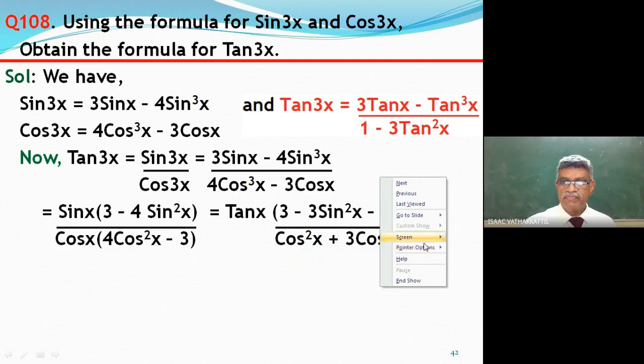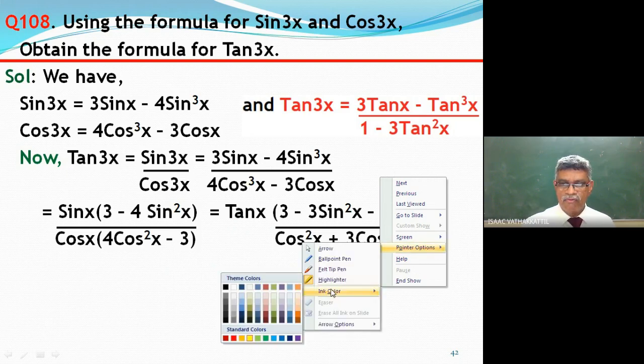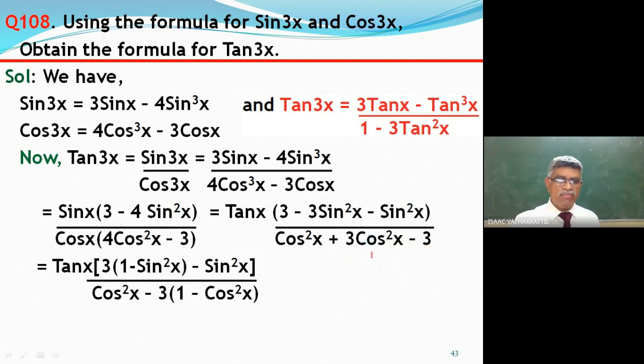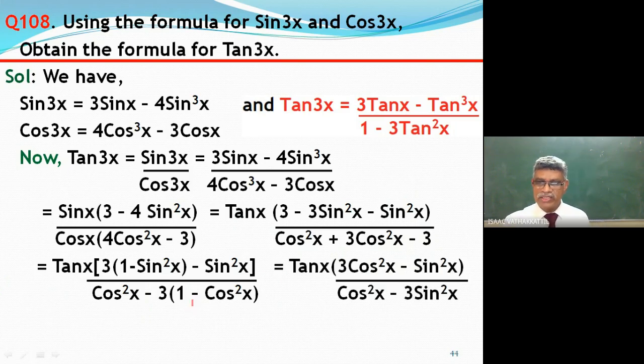And further, 3 cos squared x minus 3 I can write as 3 into cos squared x minus 1, or minus 3 into 1 minus cos squared x. And that will complete the problem. 3 into 1 minus sin squared x. What is 1 minus sin squared x? Cos squared x. And 1 minus cos squared x? Sin squared x. So this becomes 3 cos squared x minus sin squared x upon cos squared x minus 3 sin squared x. Now that is the only point.